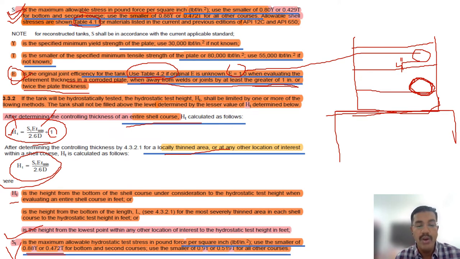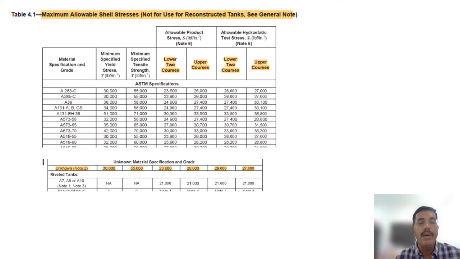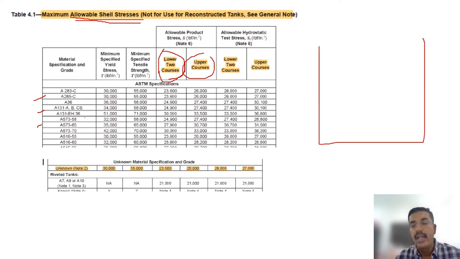So always you have to find out whether you are doing this near the weld or in the entire shell course. So as I told, for finding the maximum allowable stress, how can we find it? The material grade must be given. Find out what the grade of that material is. Then it is written whether it is for the lower two courses, the upper two courses, or the upper courses. If there is a tank with, let's say, five courses, the lower two courses' value will be here, and above the lower two courses the values will be here.